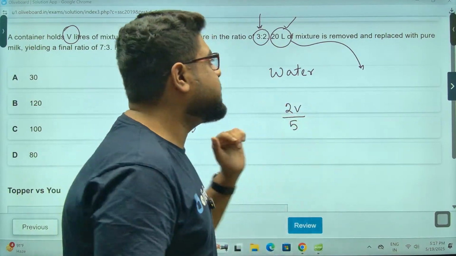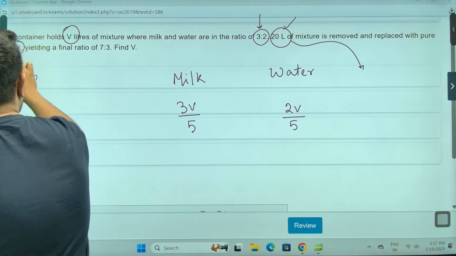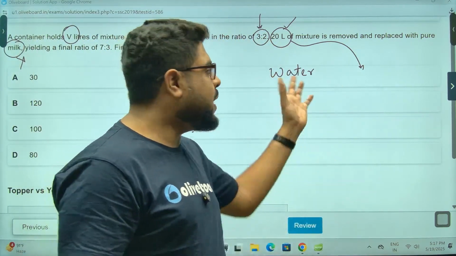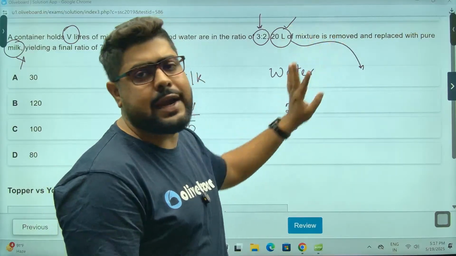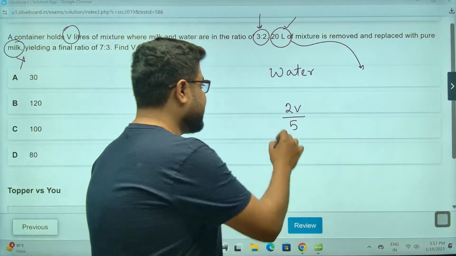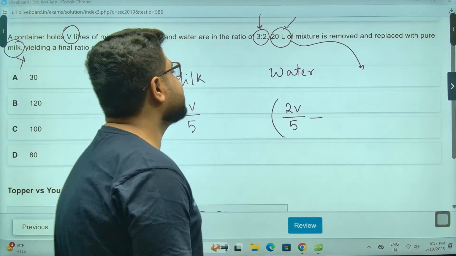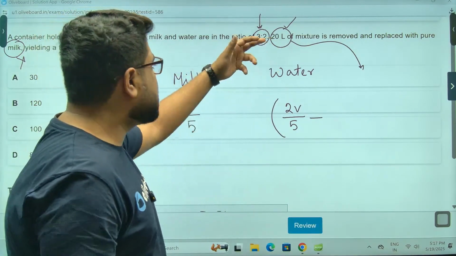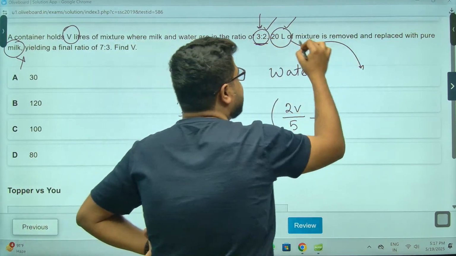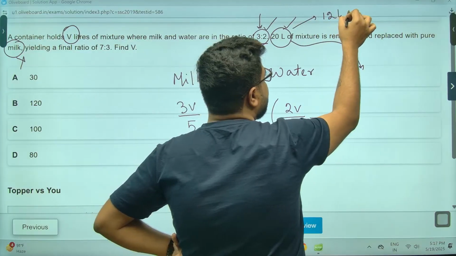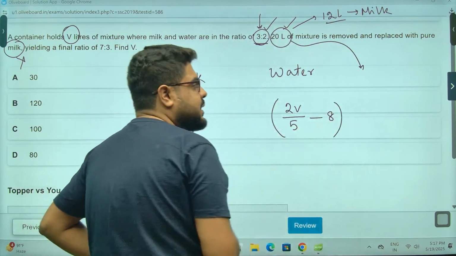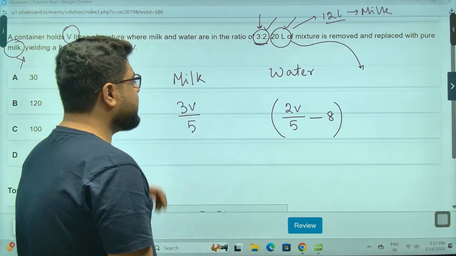But I have told you, it is replaced with pure milk. So I'll not calculate for milk. I'll only calculate for the easier one, that is water. Because water I have only taken out. I have not added any water. I have added only milk. So this is the water, minus 20 liters of mixture in this ratio. So 3:2 means it will have 12 liters milk and 8 liters water. So minus 8 liters. This is water.